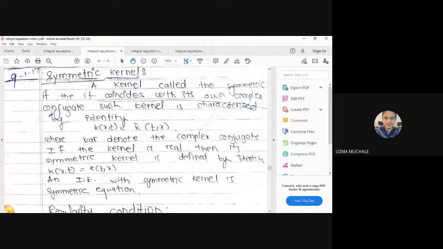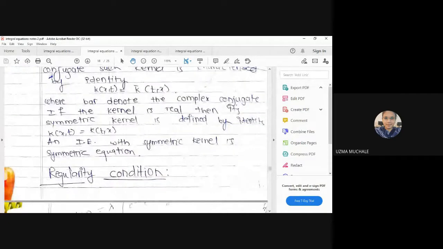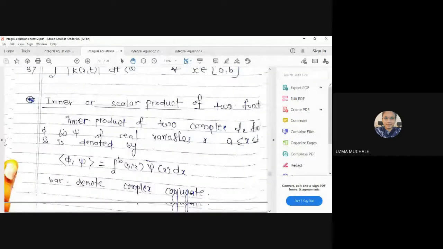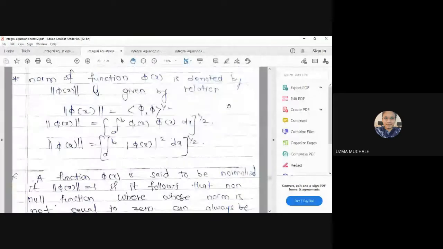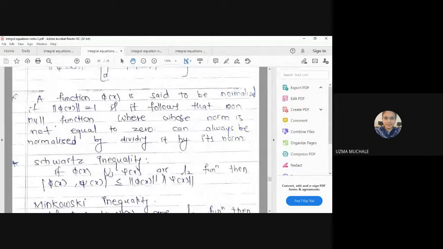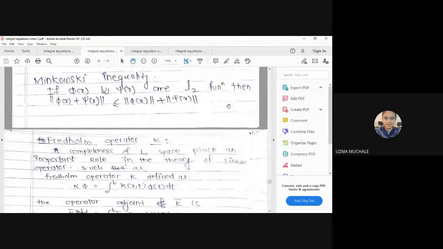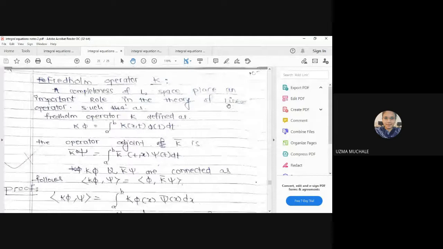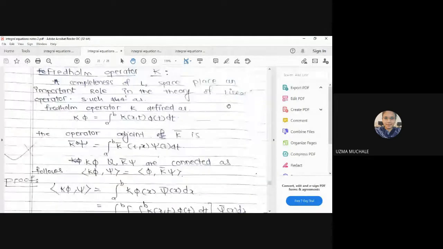Then, what is a symmetric kernel? We have already seen. These are the regularity condition and some of the theorems which we have seen. The definition of norm, I don't think it is necessary to take because it is already covered in the function; you have studied this many times. Then next we have the Fredholm operator K. It is defined in this way. K phi is nothing but the integral of k of x,t phi of t dt.